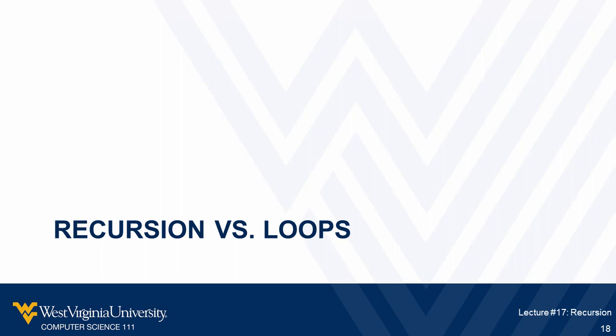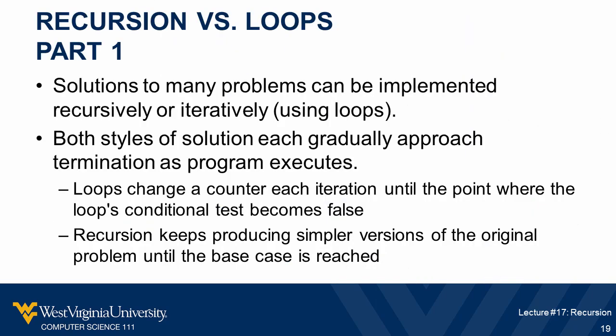Since we've seen that solutions that we can implement via loops can generally also be done via recursion and vice versa, let's dig a little bit more into when one might be better than the other. There are a lot of similarities between both approaches. In both cases, we're going to end up with a gradual approach towards termination of the program.